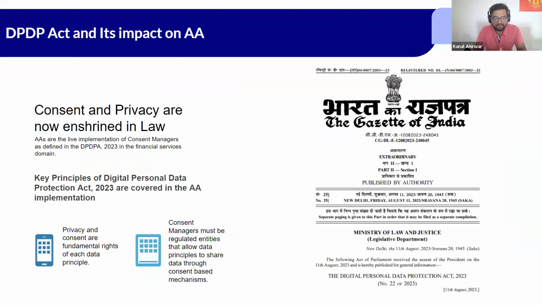So, with the passage of the DPDP Act in the Parliament recently, consent and privacy are now enshrined in law. One of the goals for us in this webinar is to help you understand how consent and consent managers work and how you should design consent journeys for smart and effective implementations. Key principles of the Data Protection Act are covered in the AA implementation. In fact, account aggregator is one of the implementations of the Data Protection Act in the financial services data domain.